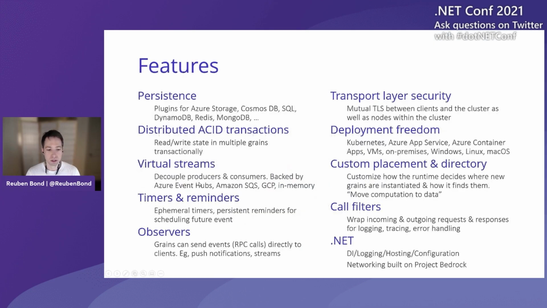Okay, so that was the voting app. We touched on a few features of Orleans, but there are many more. For example, we talked about Redis persistence. We had in-memory persistence. There's all sorts of different persistence plugins, many of them provided by the community. We've also got support in Orleans for distributed ACID transactions. This is something that we use in Azure PlayFab in order to implement in-game transactions between players.